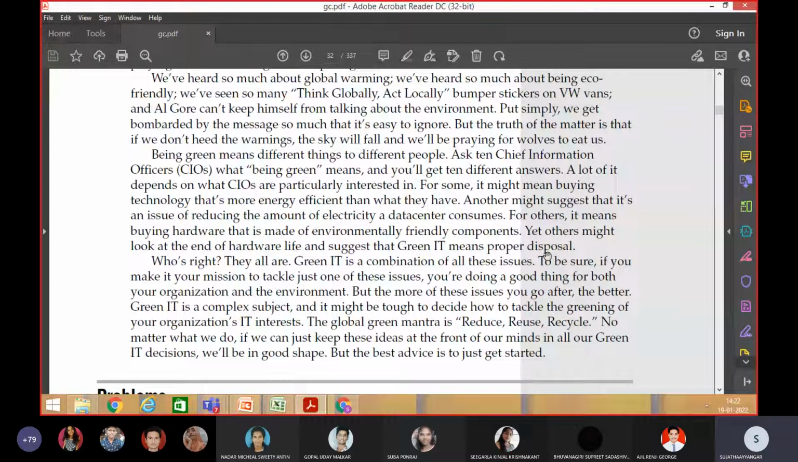Of all these issues, to be sure, if you make it your mission to tackle just one of these issues, you are doing a good thing for both your organization and the environment. Even one small thing, if you do, you are helping everyone.